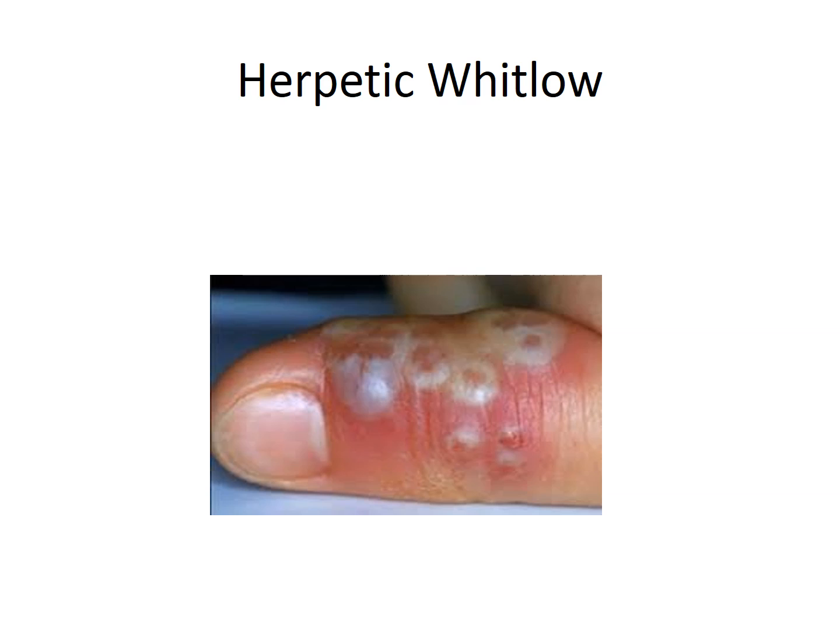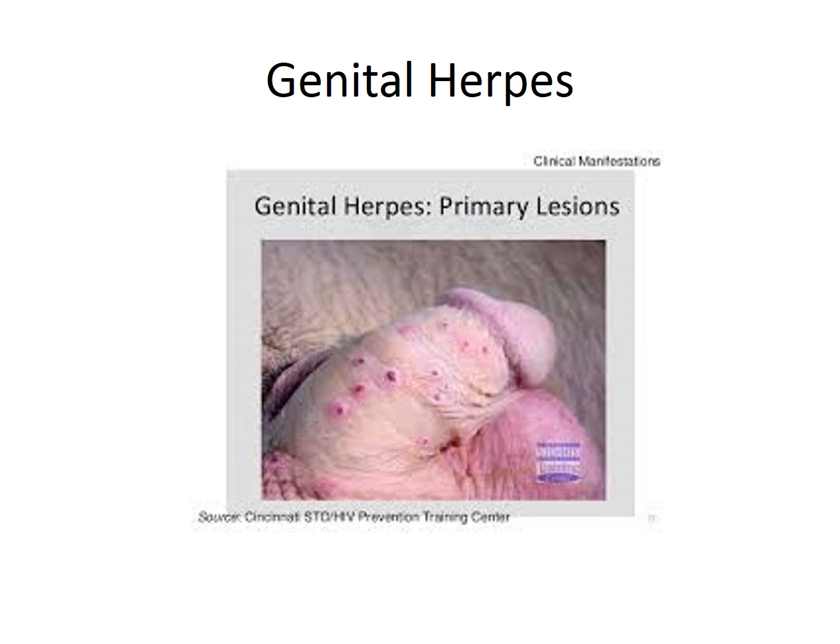And then this is herpetic whitlow. You can see the lesions on his finger. Looks very painful, I'm sure it is. This is genital herpes, herpes simplex virus 2, obviously primary lesions. You can see they come up to the top. They probably come up into the pubic area as well.